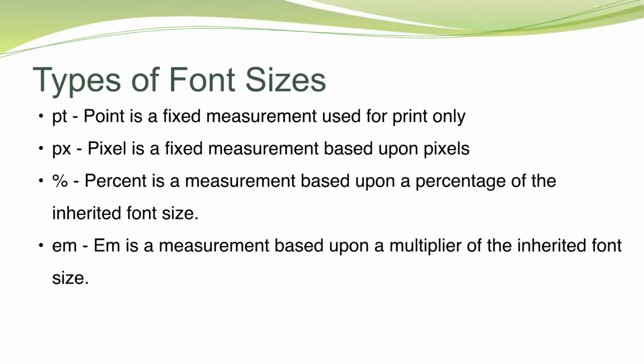Point is a fixed measurement and is used only for print, web pages that are printed. Pixel is a fixed measurement based upon pixels. Pixels are tiny dots that make up your computer screen.